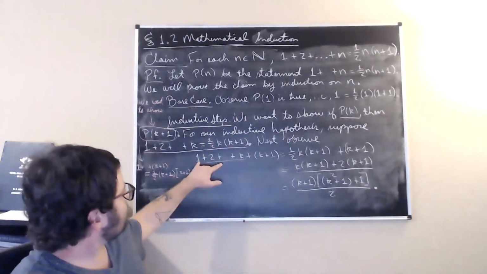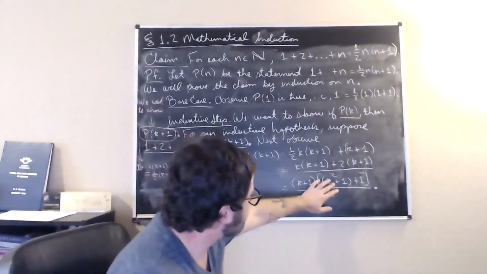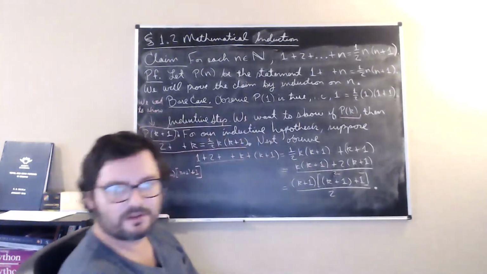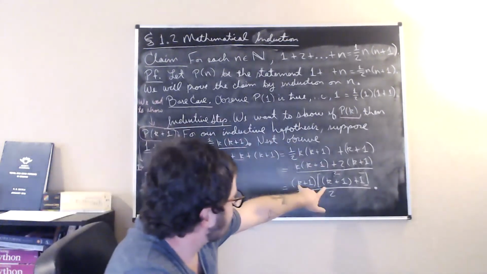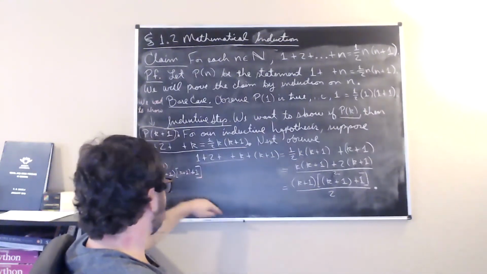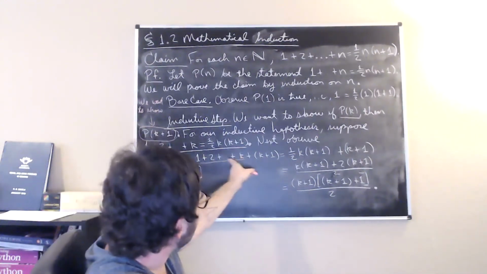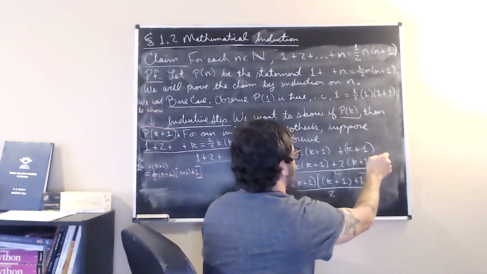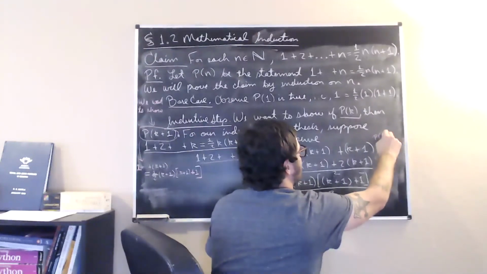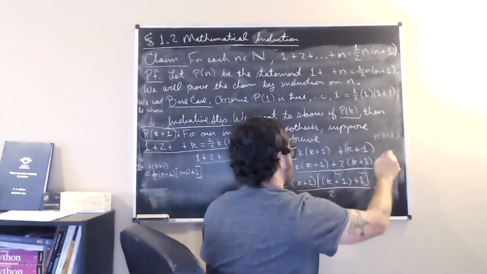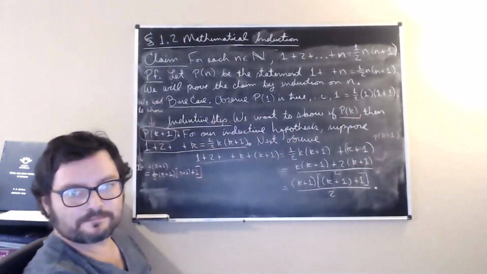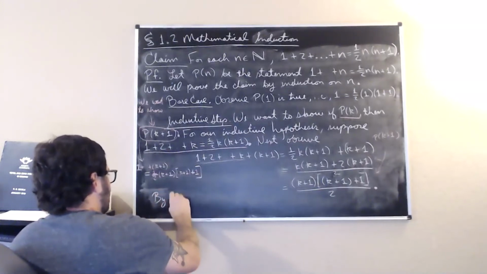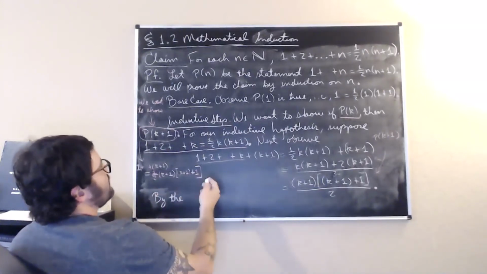So what did we see? That if we sum 1 to k plus 1, we get what we wanted. This statement here is equal to that. All of this shows that P of k plus 1 is true. So then we just finish it off by the principle of mathematical induction, you're done.